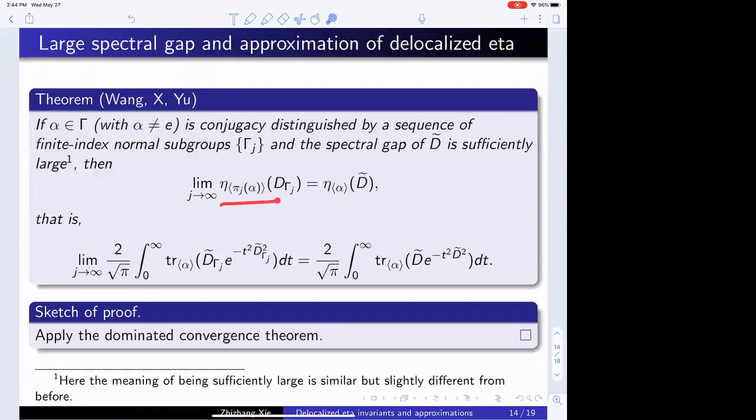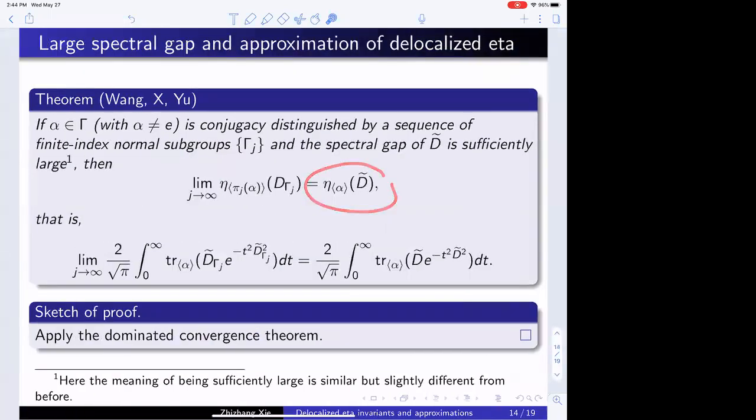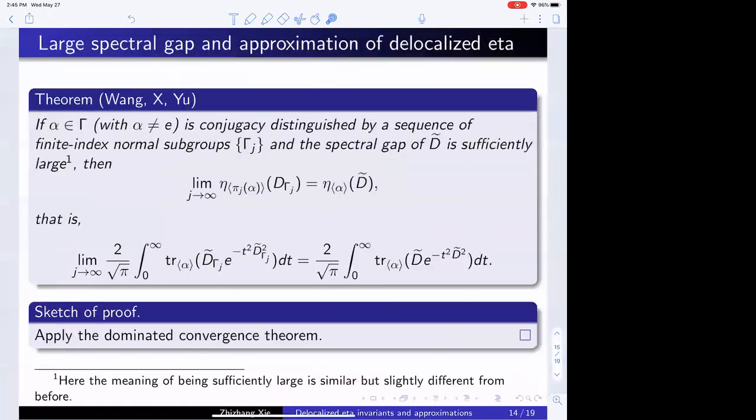This statement says this limit exists and it converges to this number right here. Here, I only say this limit exists. I didn't quite say that this limit is the same as this. The only reason is because with the condition above, it's not clear whether this term here is well defined without the assumption of spectral gap being sufficiently large. So in this generality, we don't know.